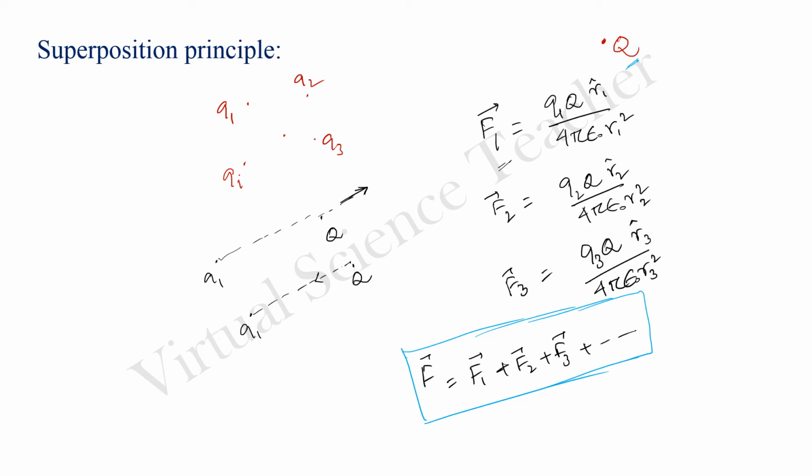That means the superposition principle states that the total force is the vector sum of all the forces associated with it, and the force due to two charges is completely independent of the presence of other charges. Now I am interested in another phenomenon, which is called electric field. So let's check what electric field is.